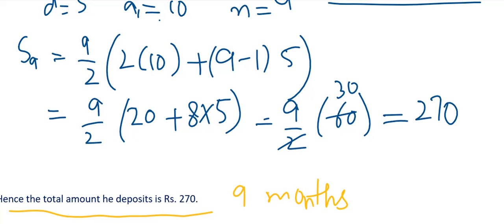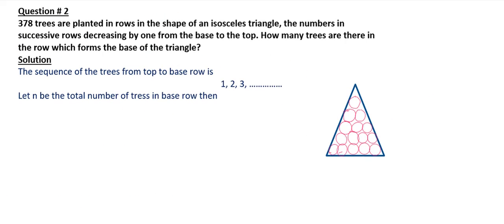This is our answer. Now let's come to the next question. Question number 2 is: 378 trees are planted in rows in the shape of an isosceles triangle. You can see that there is a shape. Here I draw a shape just like an isosceles triangle. Two sides are equal. The numbers in successive rows decrease by 1 from the base to the top.